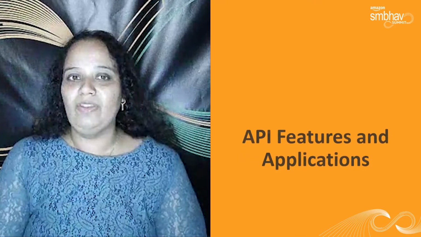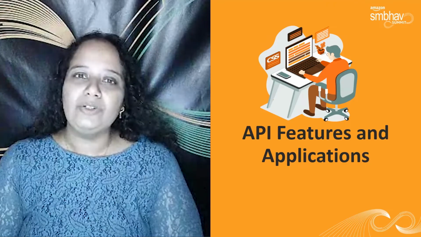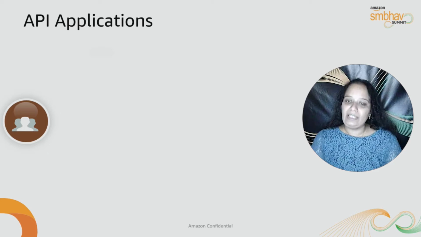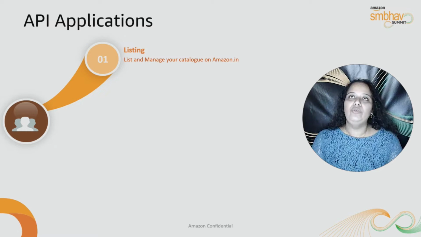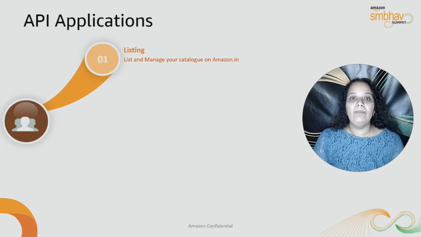What I would like to share with you are some of the applications or some of the features that you can use via APIs to automate right from the time of creating your listing. You can create your listing, you can add an offer to a current listing, you can manage your catalog where you want to add more content onto your detail page. You can update your prices, your MRP, your selling price, etc. So you can manage your entire listing using APIs.